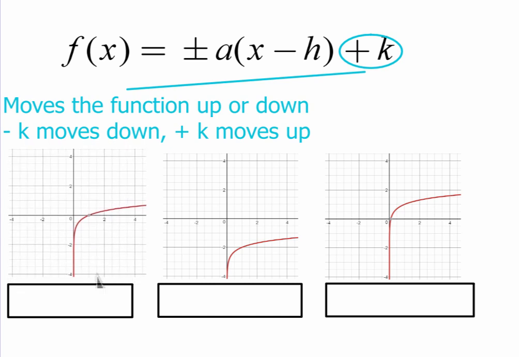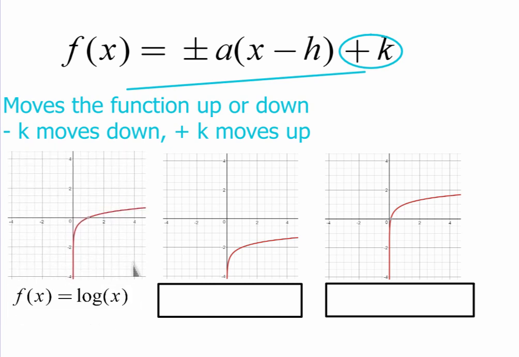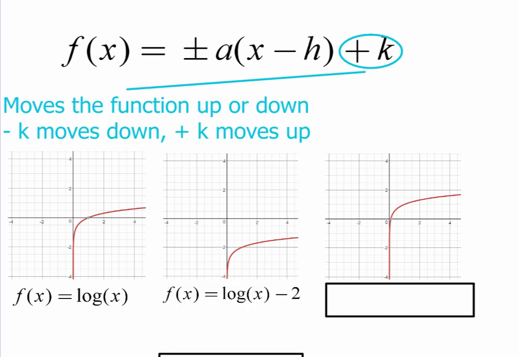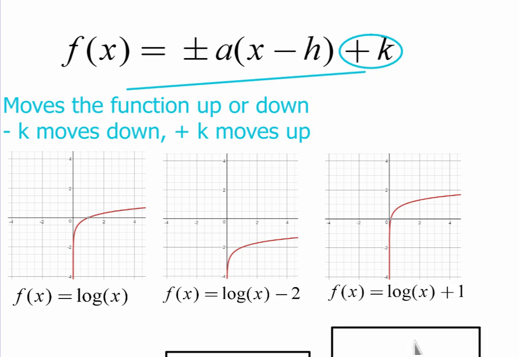So here I have f of x equals the log of x, logarithmic function. This one is moved down, and it's moved down 2 spaces. So this is f of x equals the log of x minus 2. This function over here has been moved up 1 space, so this is log of x plus 1. So you can see how this works. This number on the outside, if it's a negative, it moves it down. If it's a positive, it moves the function up.